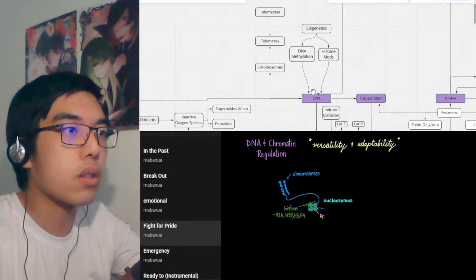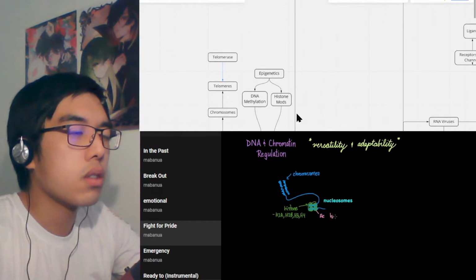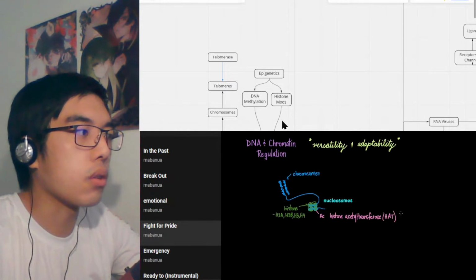This is going to have to be a completely separate area. By an enzyme called histone acetyltransferase, which I'll just abbreviate as HAT. Oh, I have chromosomes right here.